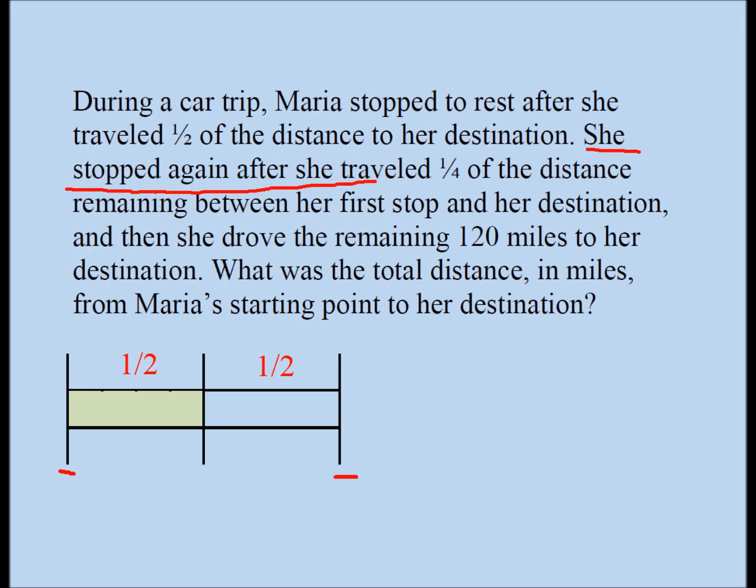She stopped again after she traveled one-fourth of the distance remaining between the first stop and her destination. So basically she stopped when it was about one-fourth of this part, not the whole, one-fourth of this much. So I'm going to take this part, cut it into 4 equal pieces, and I'm going to do the same with this part because in fractions it's a good idea to keep everything the same size.